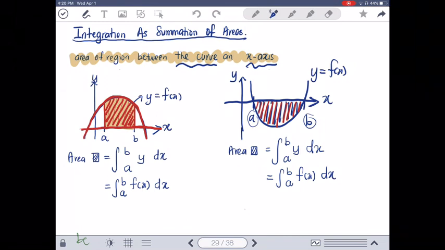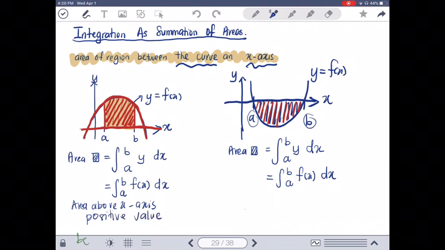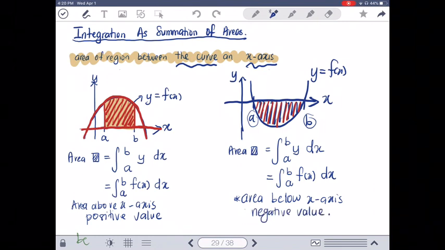The difference between both pictures, if you see, since the area is above the x-axis, we will get a positive value. If the area is below the x-axis, we will obtain a negative value.